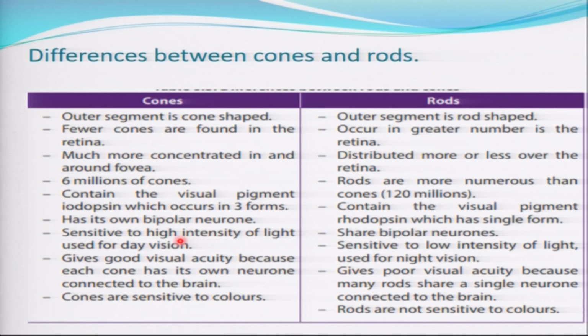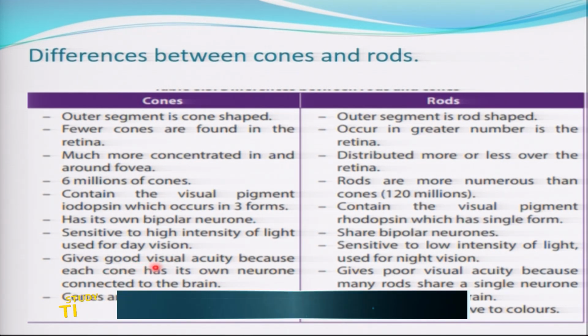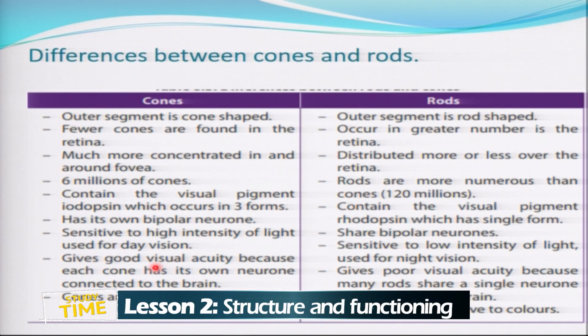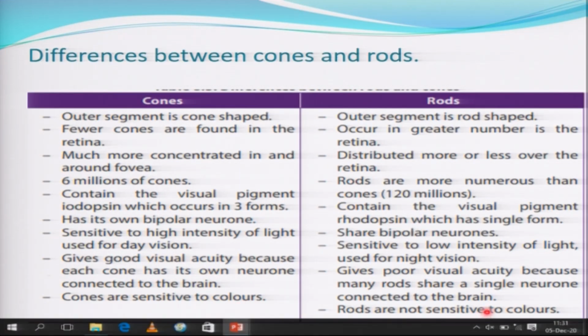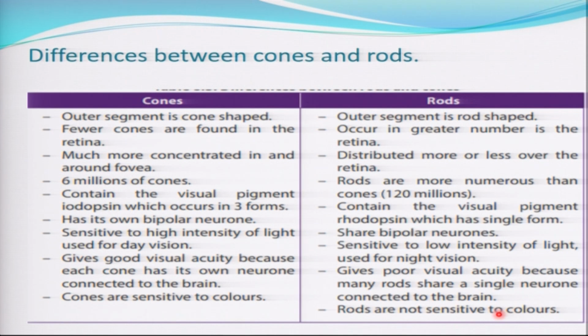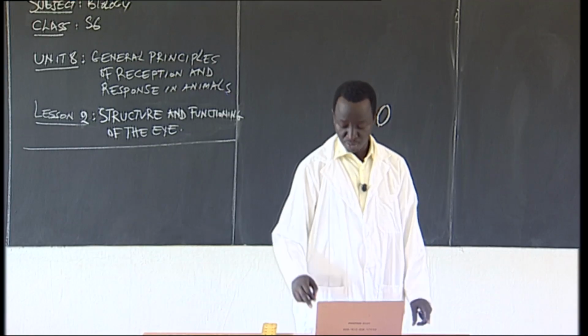As you have seen, they are able even to see different colors. Rods are sensitive to low intensity of light. Cones give good vision because they can sense high intensity light. So the cones are sensitive to colors and can help you to see different colors, while rods are not sensitive to colors. Those are photoreceptors. They are two: cones and what? And rods.